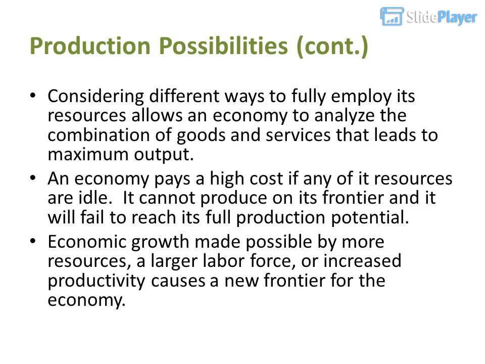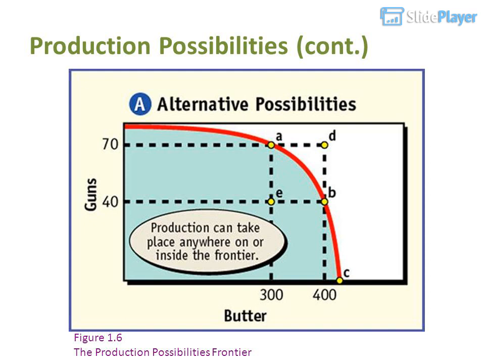Production possibilities, continued. Considering different ways to fully employ its resources allows an economy to analyze the combination of goods and services that leads to maximum output. An economy pays a high cost if any of its resources are idle. It cannot produce on its frontier and it will fail to reach its full production potential. Economic growth made possible by more resources, a larger labor force, or increased productivity causes a new frontier for the economy.